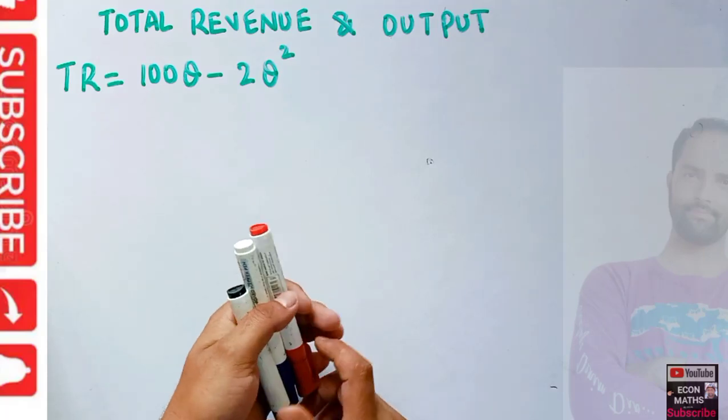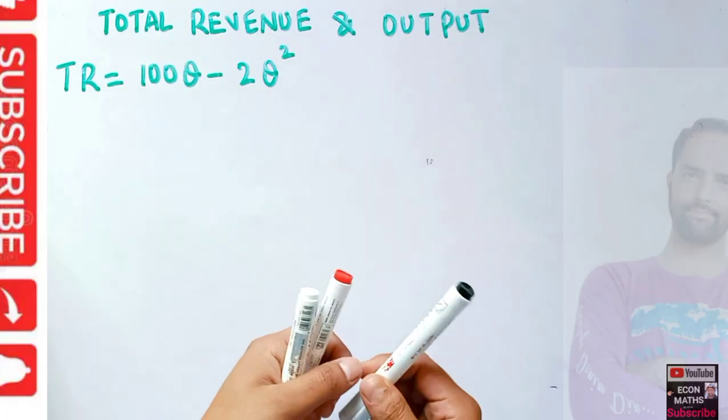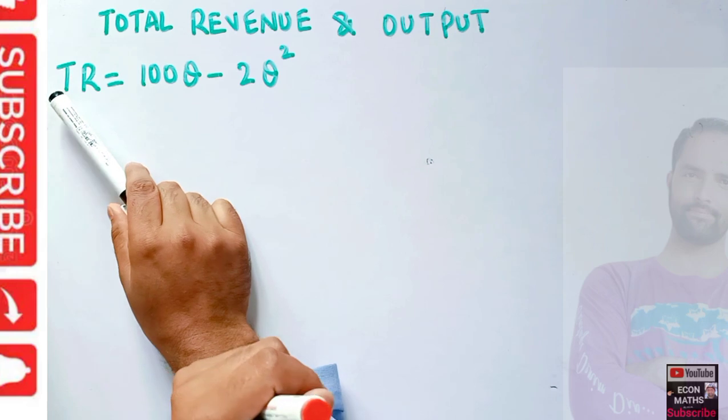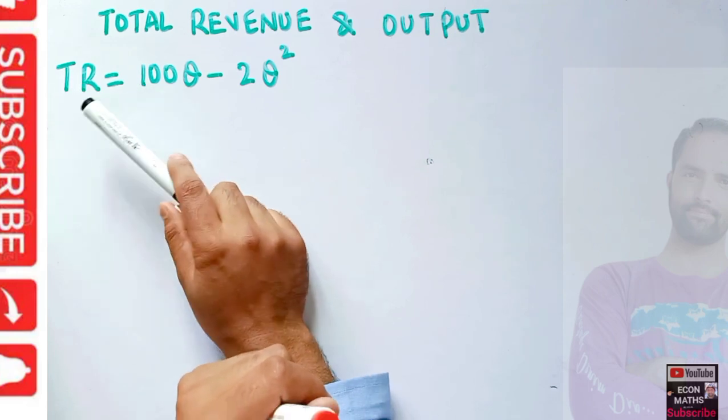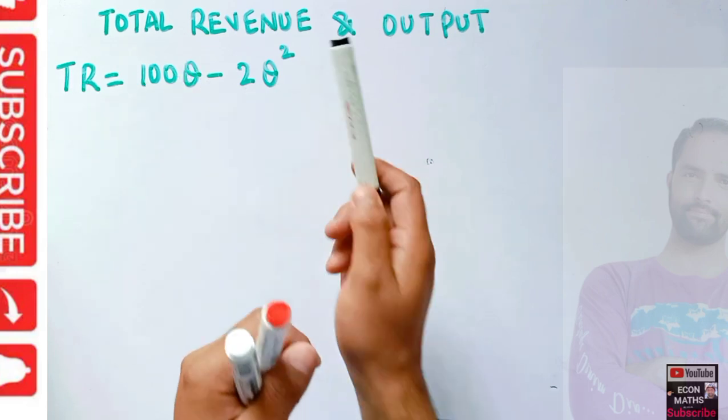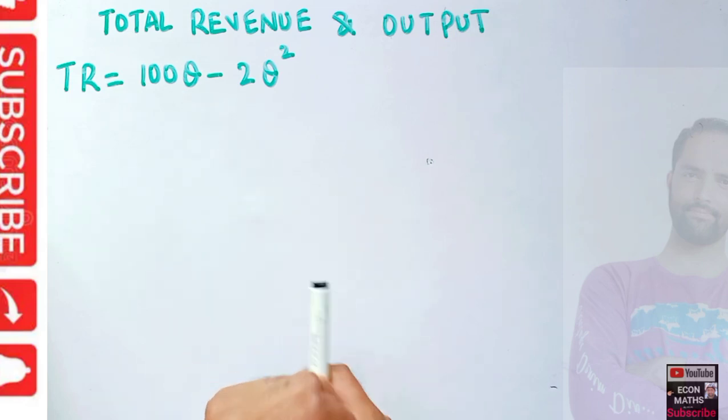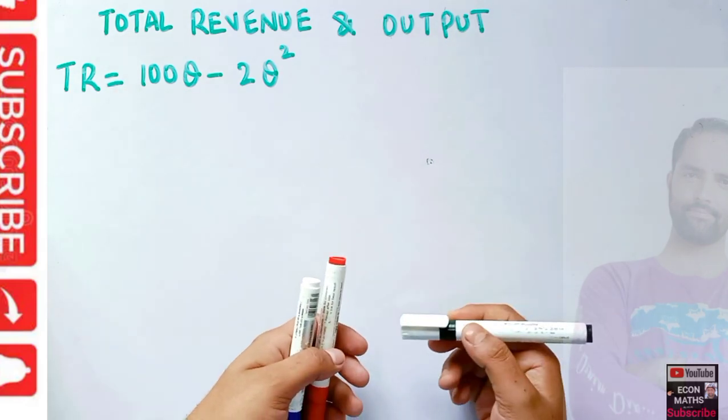In this video, we will learn the relationship between total revenue and output. Let us say we are given the total revenue function TR = 100Q - 2Q². Q denotes our output, TR denotes the total revenue.